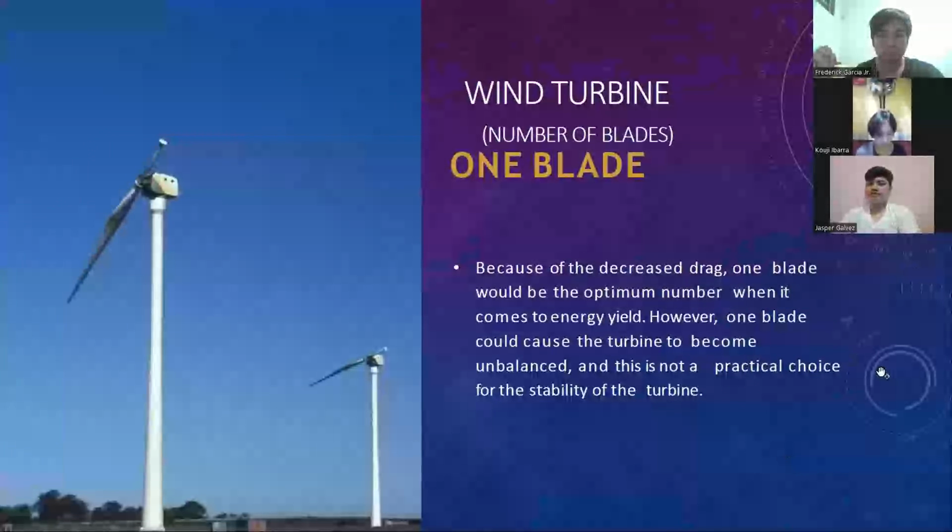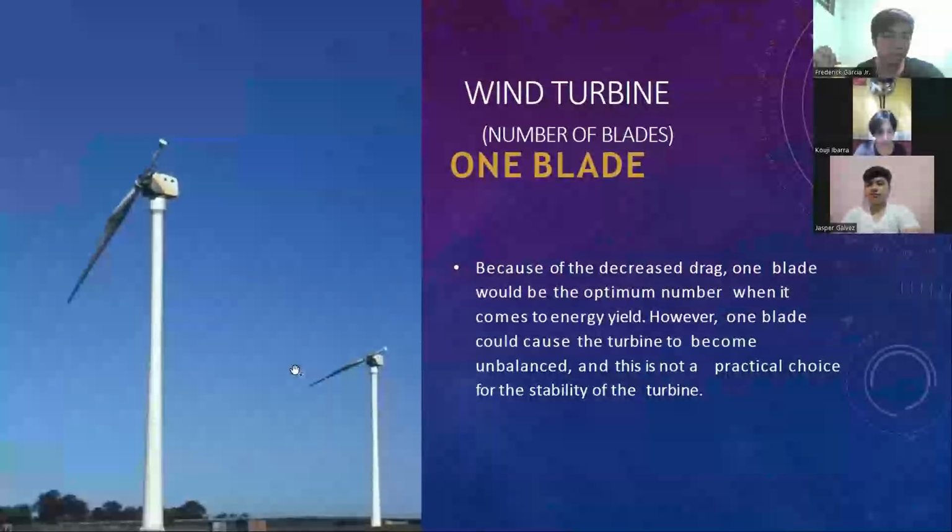One blade. Because of the decreased drag, one blade would be the optimum number when it comes to energy yield. However, one blade could cause the turbine to become unbalanced, and this kind is not a practical choice for the stability of the turbine.